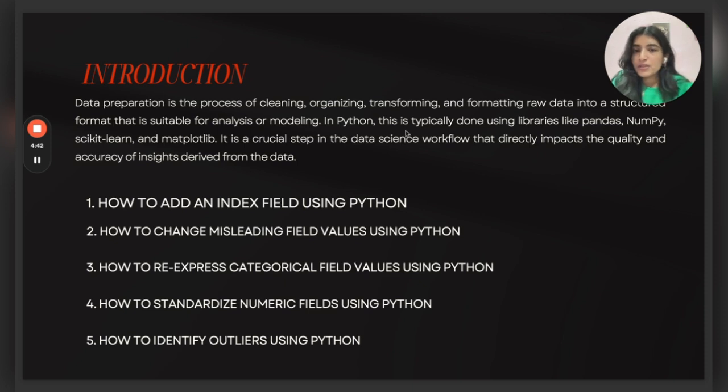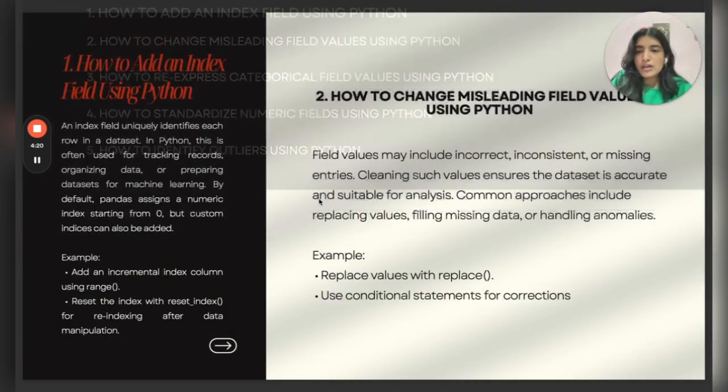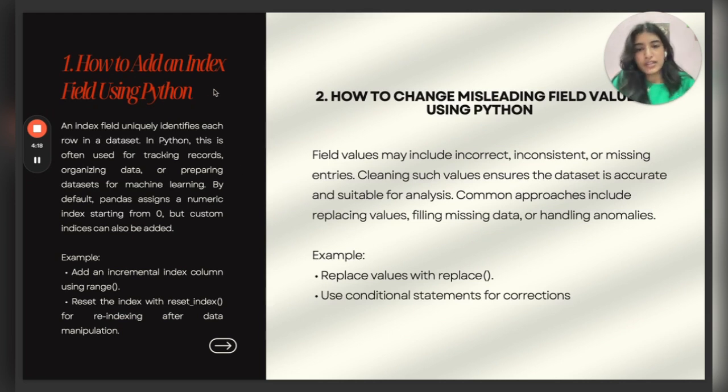So data preparation is the process of cleaning, organizing, transforming and formatting raw data into a structured format that is suitable for analysis or modeling. Here we will talk about how to add an index field using Python, how to change misleading field values using Python, how to re-express categorical fields using Python, how to standardize numeric fields using Python, and how to identify outliers using Python. So first we have how to add an index field using Python.